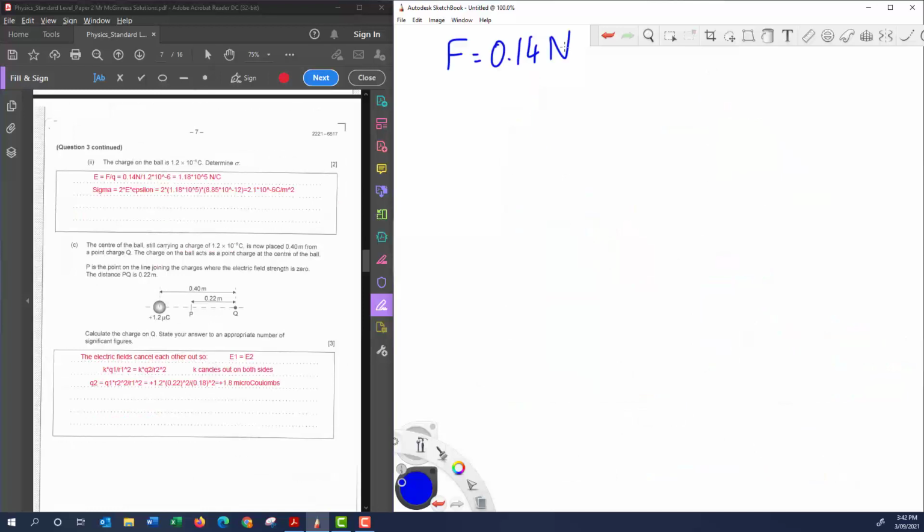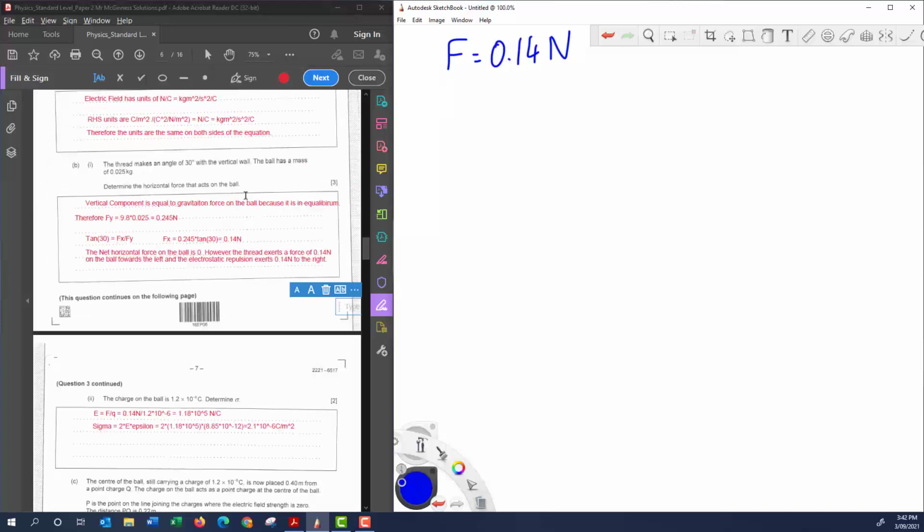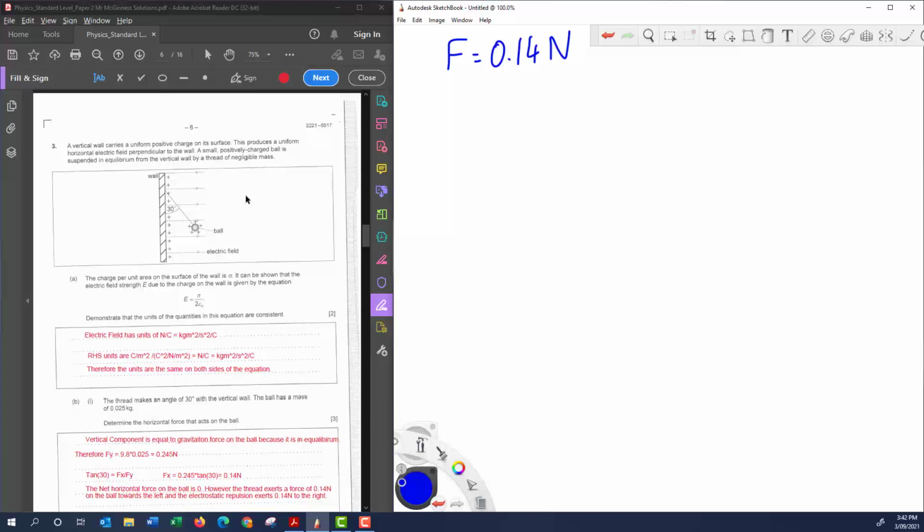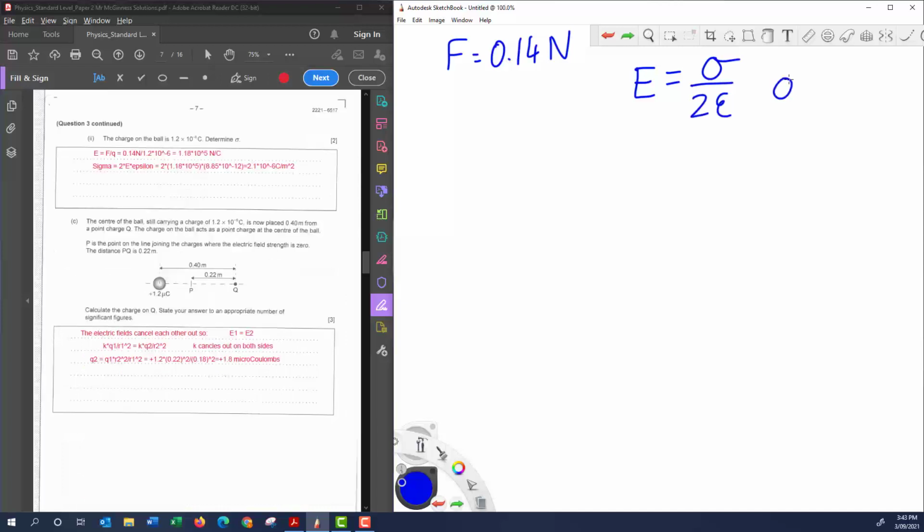So now we're moving on to page 7 and doing question 3BII, and I'm just going to recall the previous result: the force is equal to 0.14 newtons. Then they want me to figure out what my charge density, sigma, is. Now to do this, if I already know the electric field, this becomes easy because electric field equals sigma over 2 epsilon. I can rearrange that to find sigma is equal to 2 epsilon E. But to do that, I need to find E.